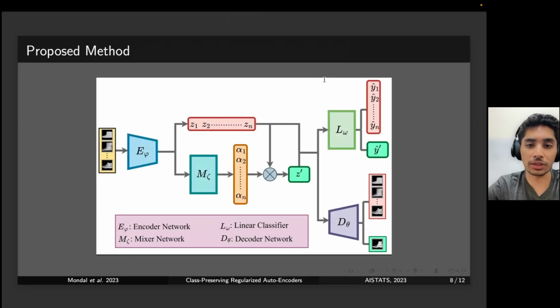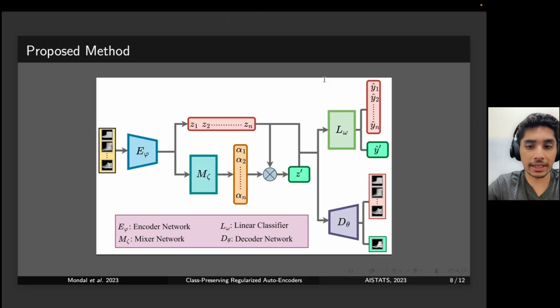So this is the overview block diagram of the proposed method. Firstly, the input is passed through an encoder network to get low dimensional representations of the inputs, z1 to zn. These vectors are passed through a mixer network, which is nothing but a simple feed-forward network, to generate mixing coefficients, alpha 1 to alpha n. Here we ensure that the summation of alpha is 1 and each alpha lies between 0 and 1, so that when we take the convex combination of the zi's using the alpha i's, we get z dash.